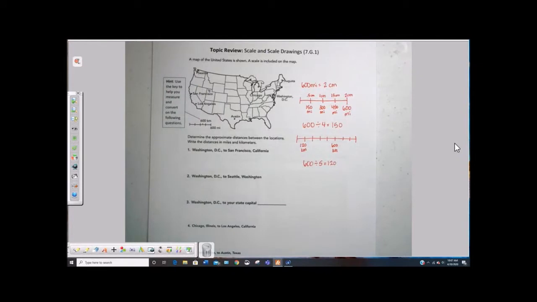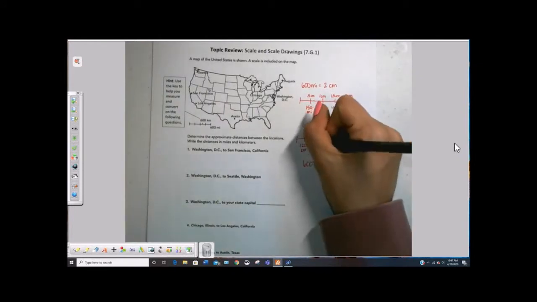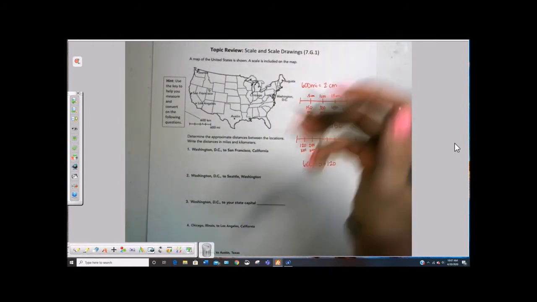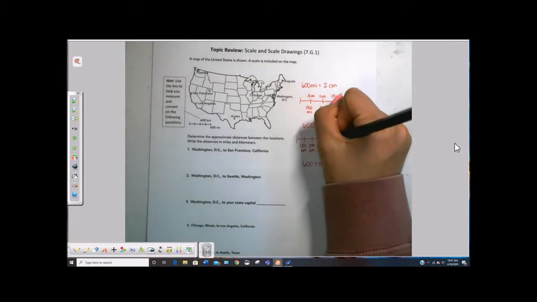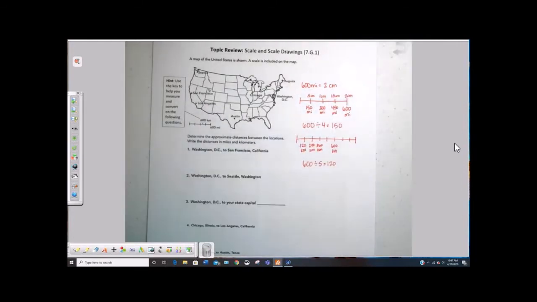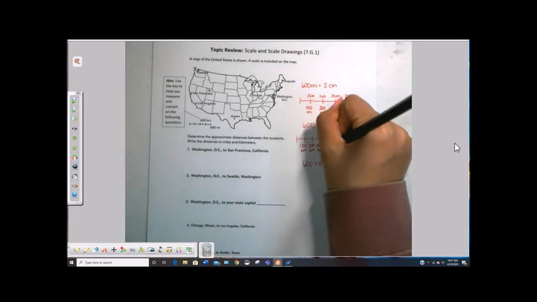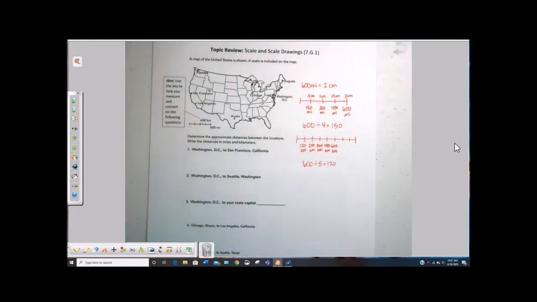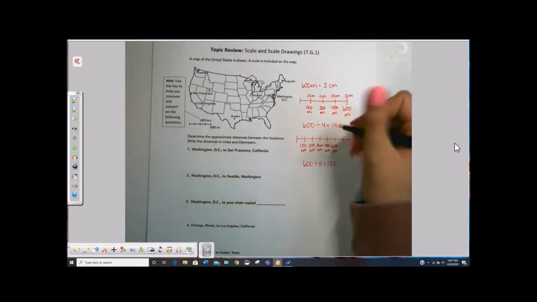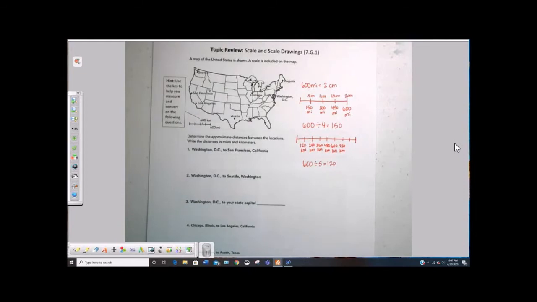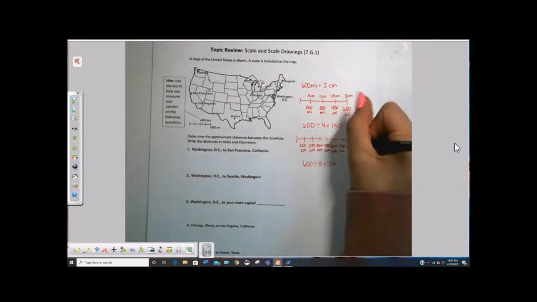So then the second section is 240 kilometers. The third section is 360 kilometers. The fourth section is 480 kilometers. We already know the fifth one is 600. The sixth one is 720 kilometers. The seventh one is 840 kilometers. And the last one is 960 kilometers.